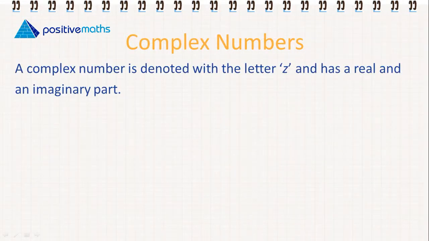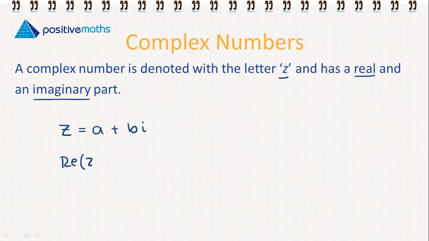So let's learn about complex numbers. A complex number is denoted with the letter Z and has a real and an imaginary part. A complex number is always written in the form of a plus bi. So a is the real part, so we say the real part of Z is equal to a, and b is the imaginary part. So we write the Im of Z is equal to b.